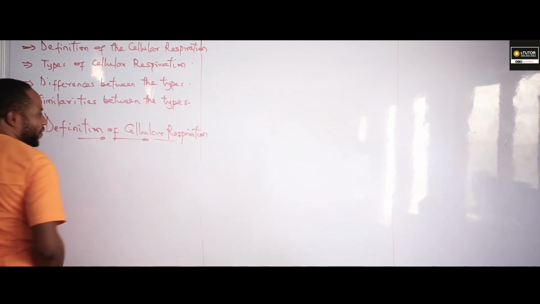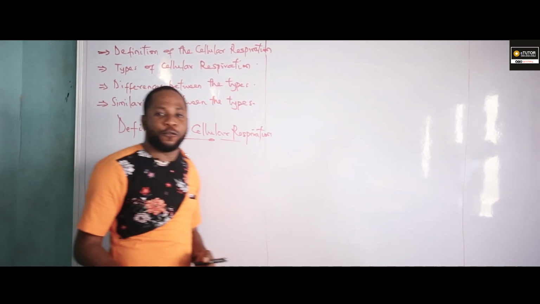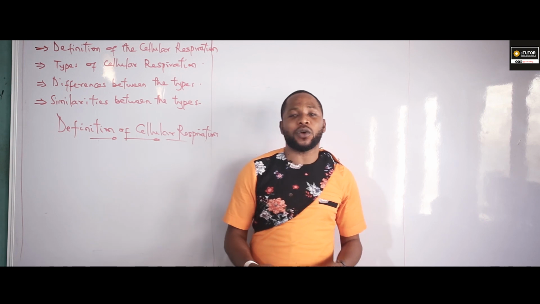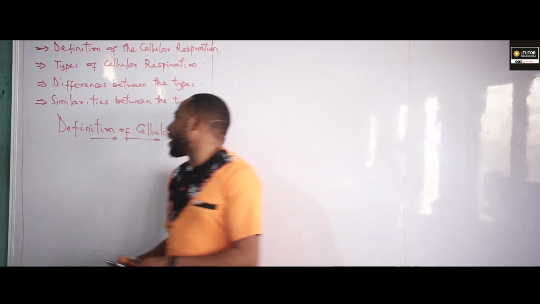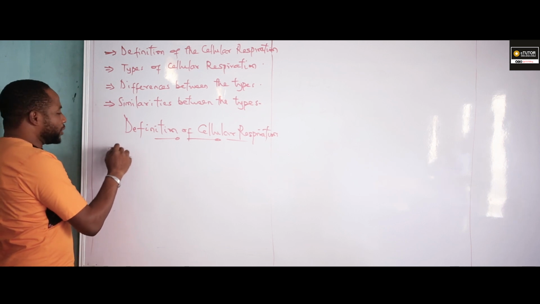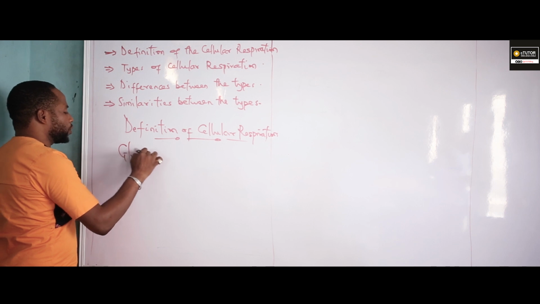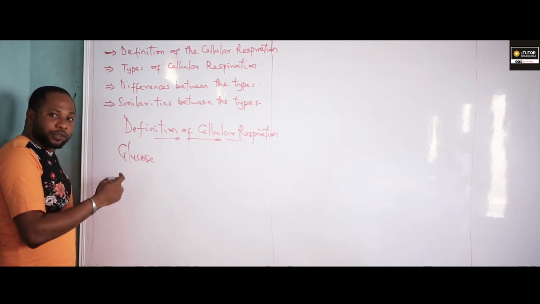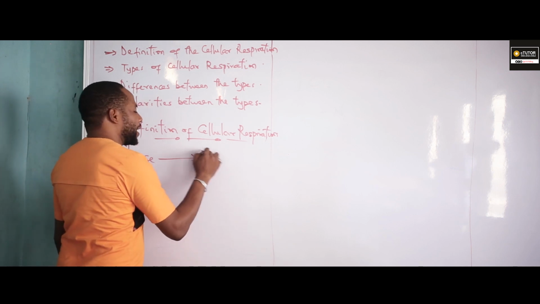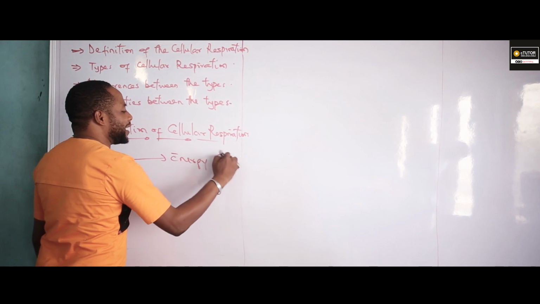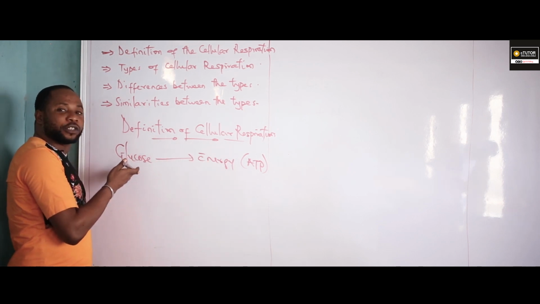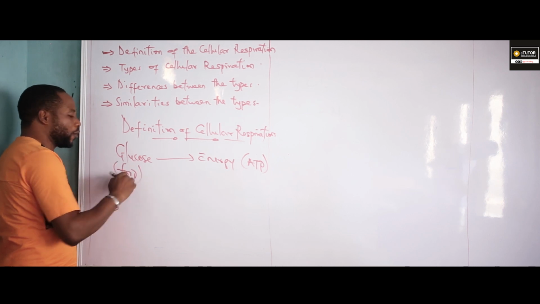So the definition of cellular respiration: this is the conversion of food into energy which is stored in the form of ATP. For instance, the food derived from nutrition is glucose. We have many forms of food, but the popular one that serves as a source of energy to humans is glucose. It is converted to energy, and that energy is stored in the body in the form of ATP. This glucose is the word food.